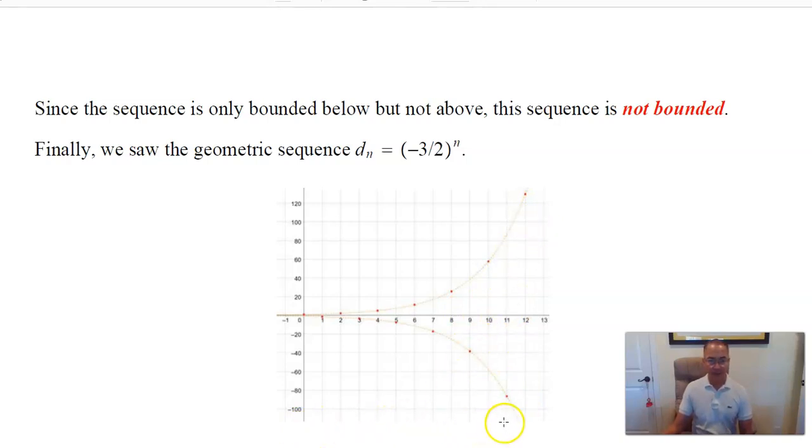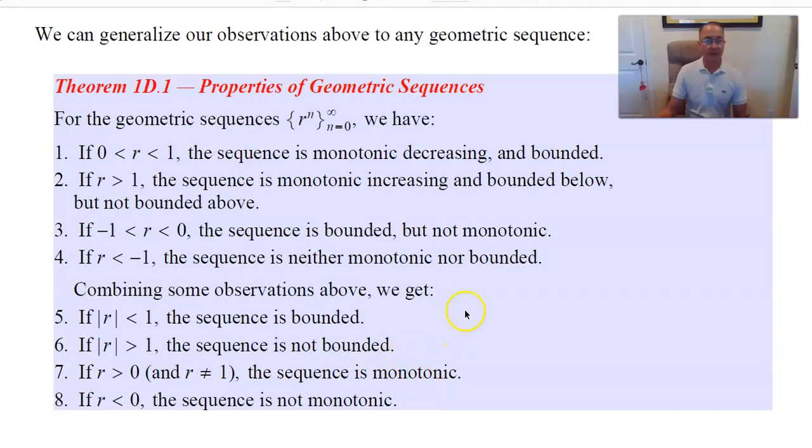Is there a lower bound? I don't think so. You can keep going down here and you can also keep going up here. So there is no upper bound there. So this is the worst kind of geometric sequence. It is neither monotonic increasing, nor monotonic decreasing, nor bounded below, nor bounded above. So yeah, nothing works.